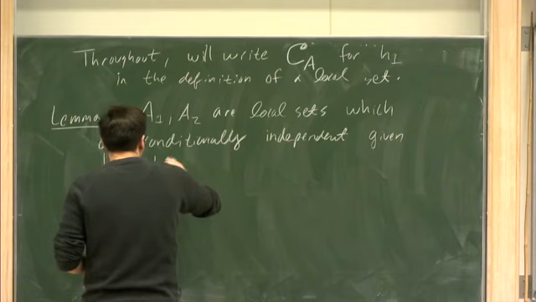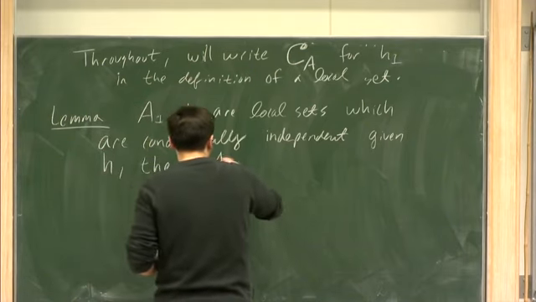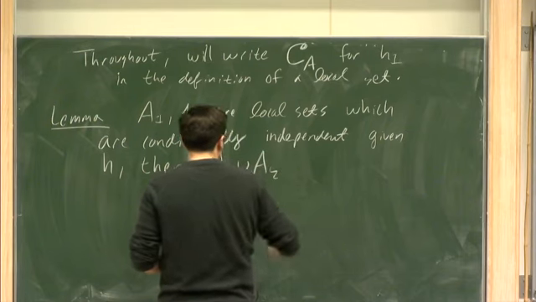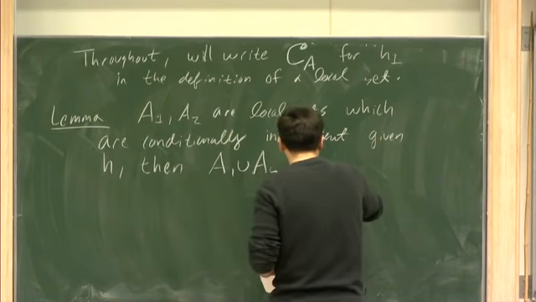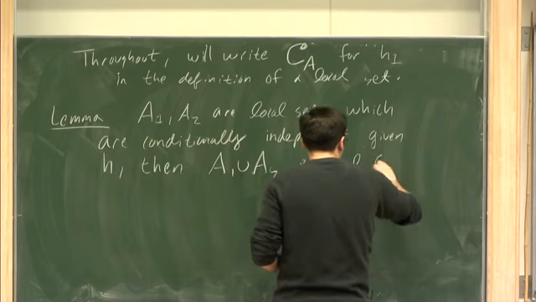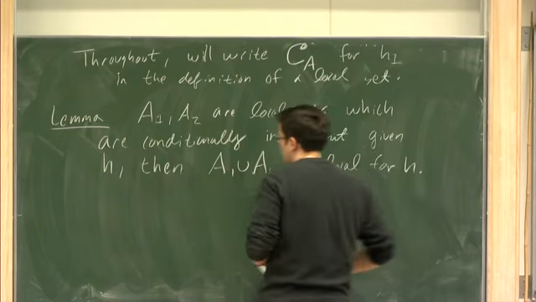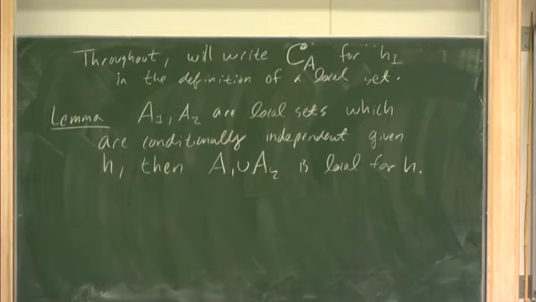Then it's true that their union is a local set for H. Okay, so if you have two Gaussian free field local sets, then you can take their union and you get something which is also a local set.